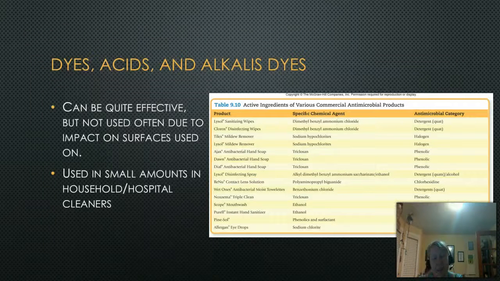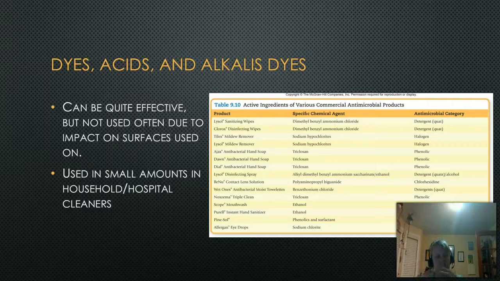So one other thing we have, and these can be effective, but the problem with them is that they can ruin the surfaces of whatever you're working with. And these are dyes, acids, and alkalis. Obviously, dyes are going to leave some kind of colored residue on the surface. An example of this is some of the dyes that we use in lab. For instance, crystal violet is a highly effective antimicrobial. But do you really want your countertops purple? So that's where these aspects come in.